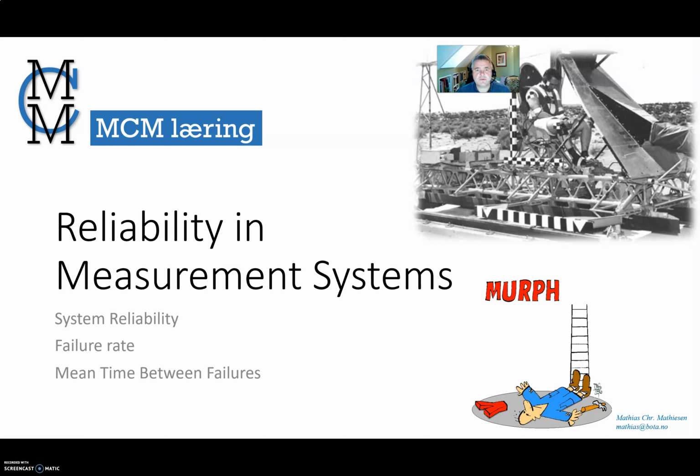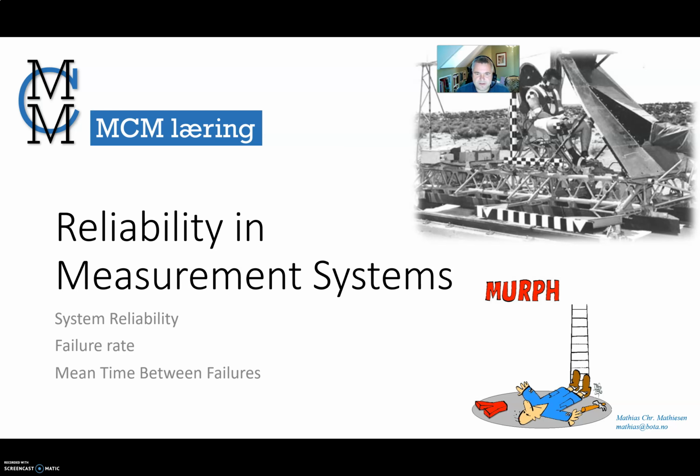Reliability in measurement systems. The idea here is to try to predict how long our system will work and how reliable it is, and even how unreliable it is. And of course, it's not only for measurement systems, it's for all kinds of industrial systems.